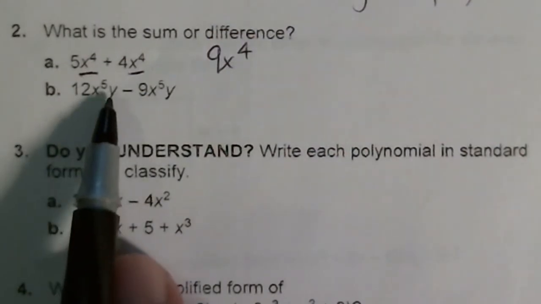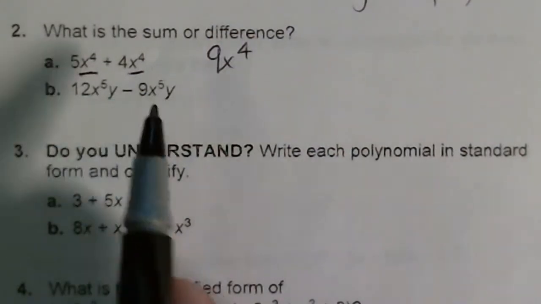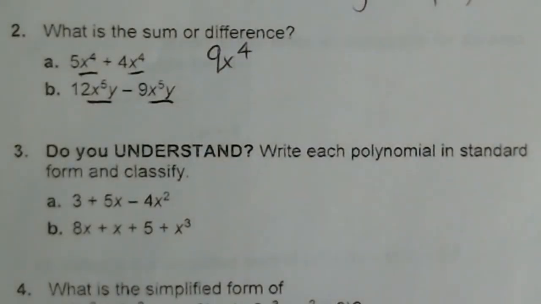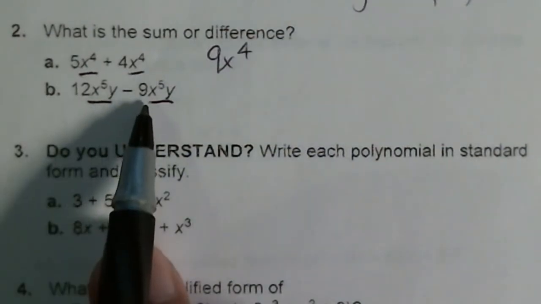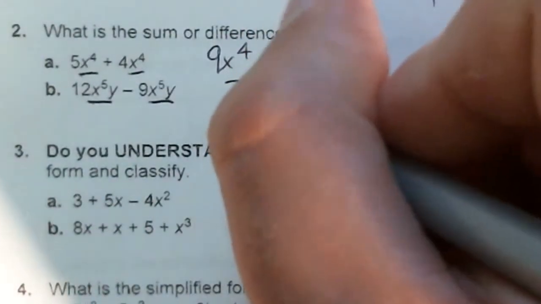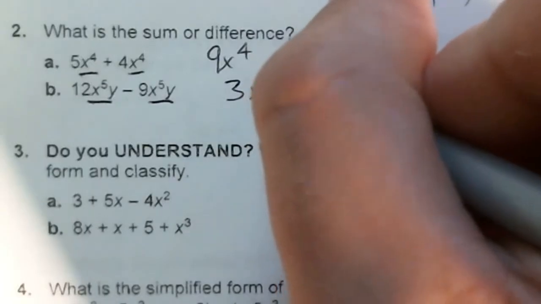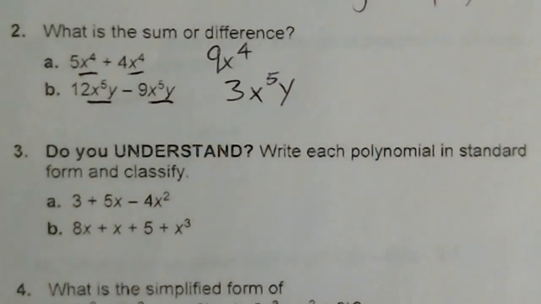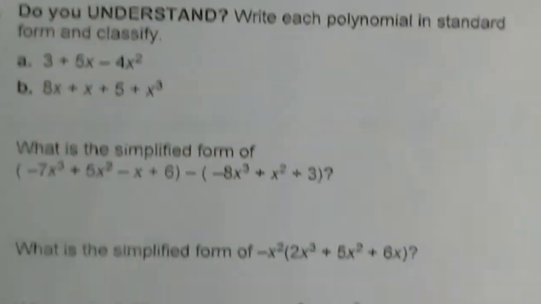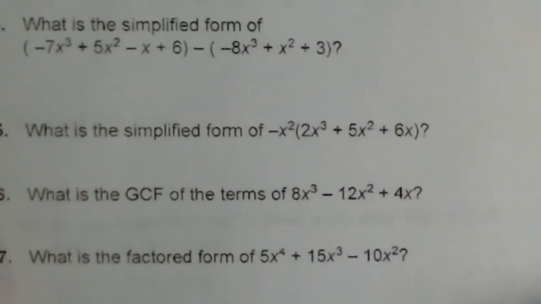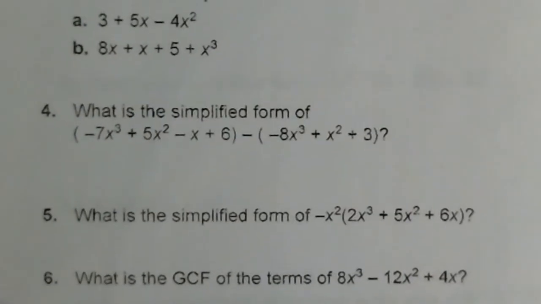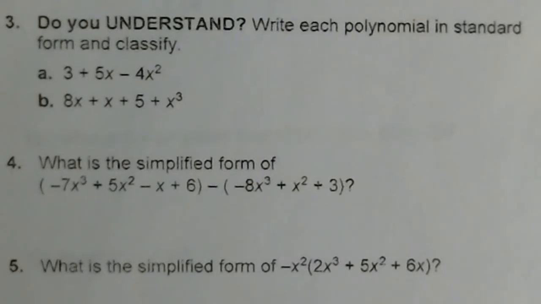Okay, 12x to the 5th y minus 9x to the 5th y. Apples, apples. Yeah, it's x to the 5th y, but they're apples and apples. So I have 12 apples minus 9 apples. How many apples do I have? I have 3 apples, and my apples are x to the 5th y. Okay, check that one for me, please. Again, for sake of time on the videos, I'm not going to check every single one, but you guys need to be doing that every single time.